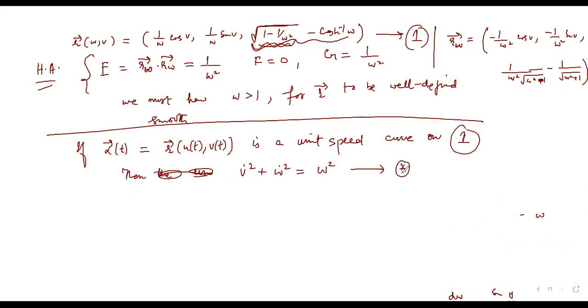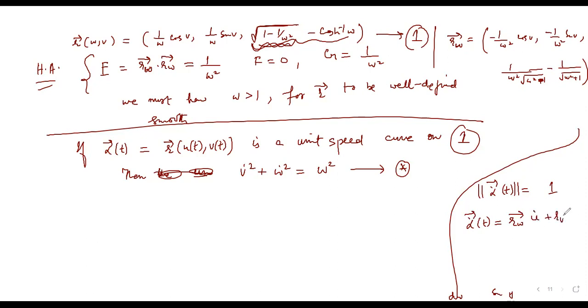Let's call this star. Unit speed means we have the length of alpha dot t equal to 1. This is because alpha dot t, by the chain rule, would be r sub w into u dot plus r sub v, sorry, w dot into v dot. So this is it.